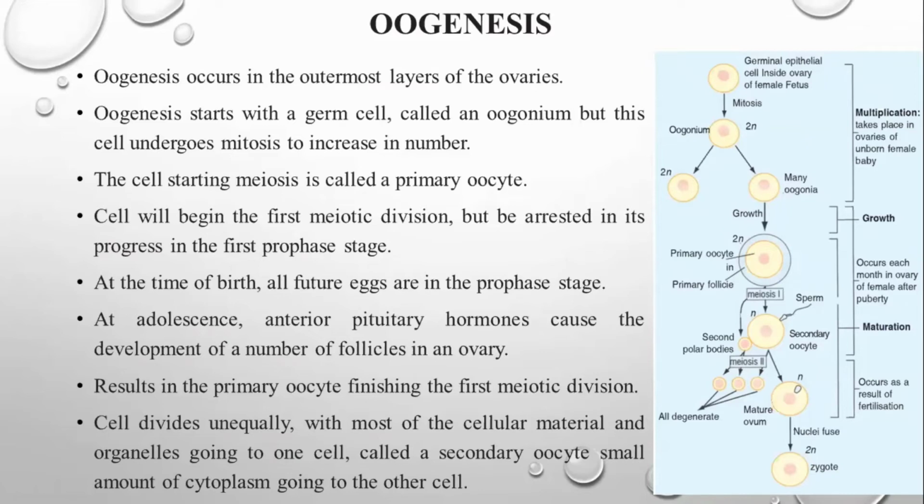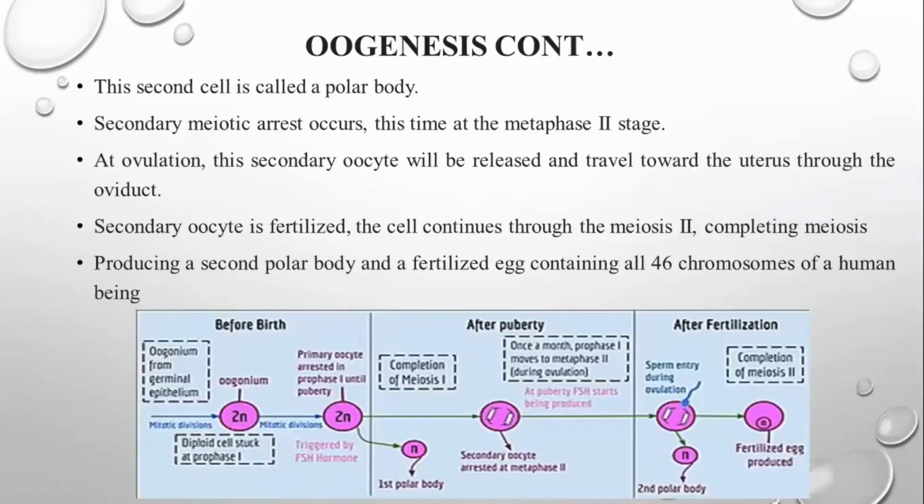This secondary polar body finally will get disintegrated in the ovary itself. The cell divides unequally, with most of the cellular material going to one cell, called the secondary oocyte, and a small amount of cytoplasm going to the other cell, which we call a polar body.